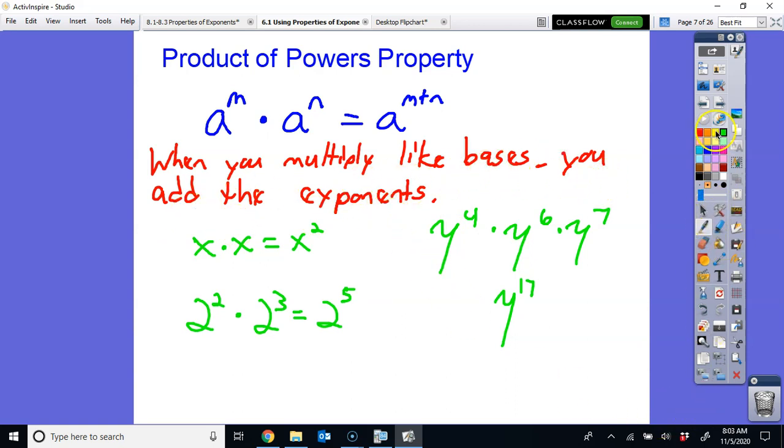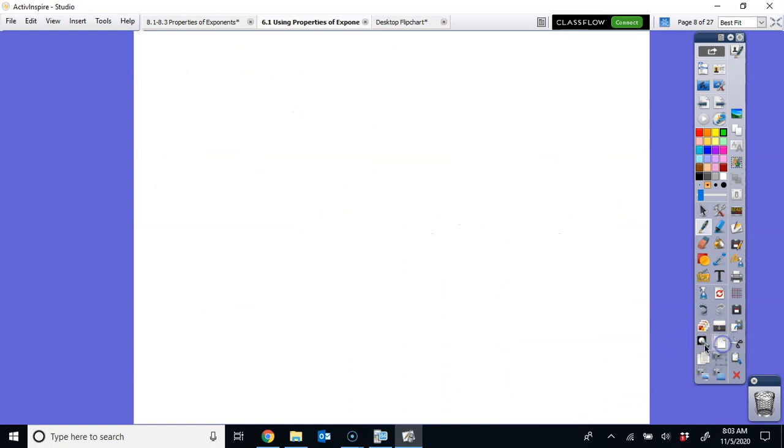And this is something that we will also encounter in the next chapter that we look at when we're dealing with exponents. So y to the 4th times y to the 6th times y to the 7th, 4 plus 6 plus 7 is 17. These two things are equivalent. Please make sure you understand that that is not the same thing as adding y squared plus y squared. That would be 2y squared. Notice the difference is adding between those, not multiplying like bases.